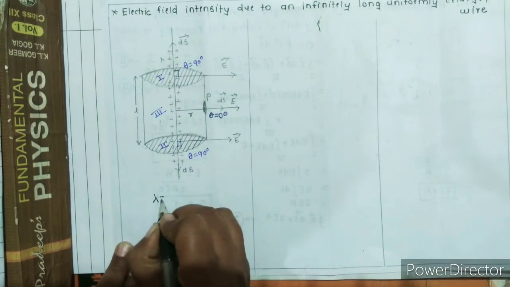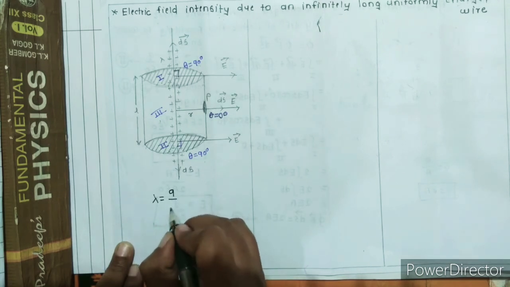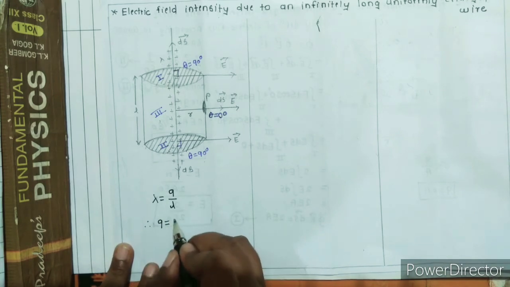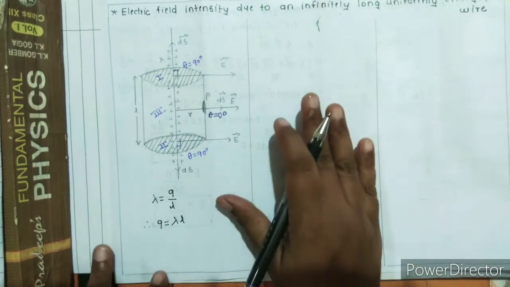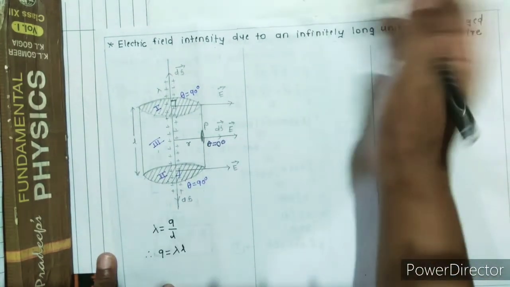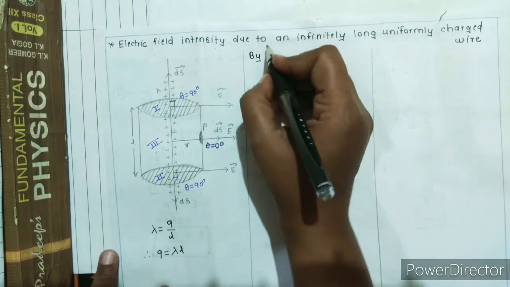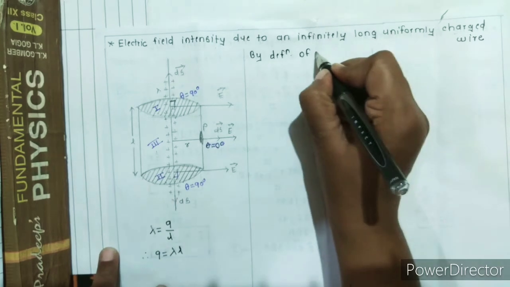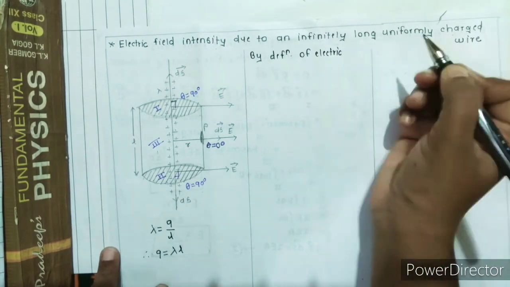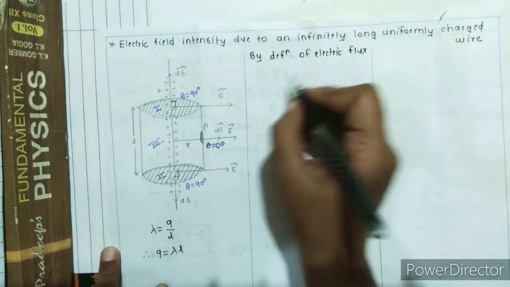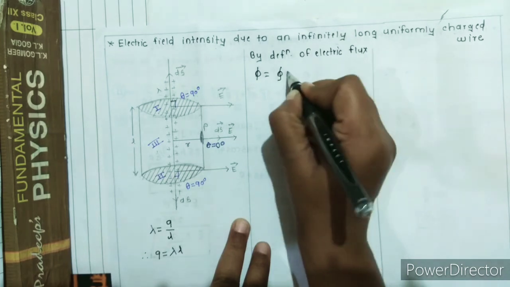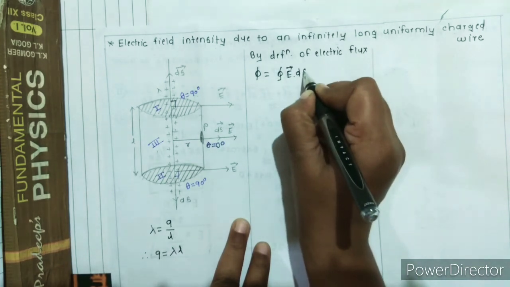So our first step, linear charge density lambda is equal to charge per unit length. So Q I can write in terms of linear charge density, lambda L. Now next step is by definition of electric flux, phi is equal to what? Closed integral of vector E dot vector ds.